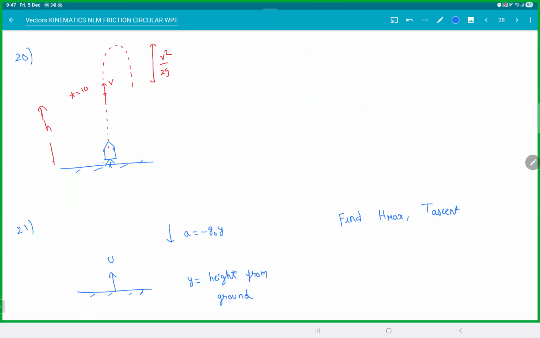When you start a problem, just don't start solving. Take 10-15 seconds, figure out what you're going to do. And if you put a picture, most of the time the idea will come. So a is equal to t, so dv by dt.